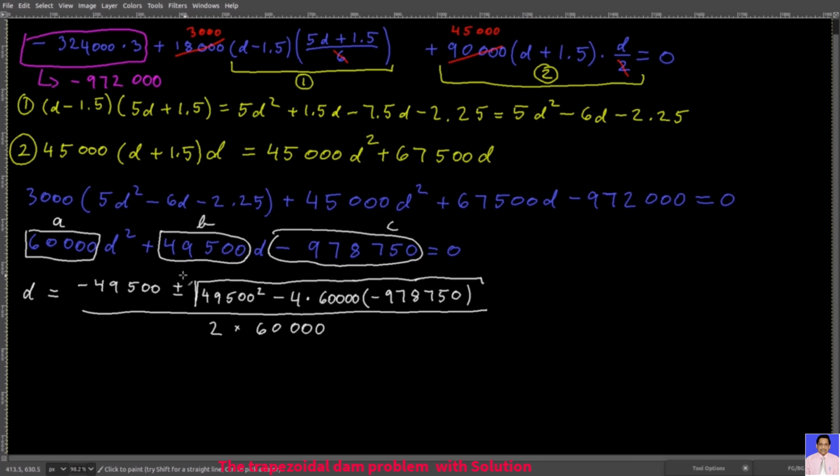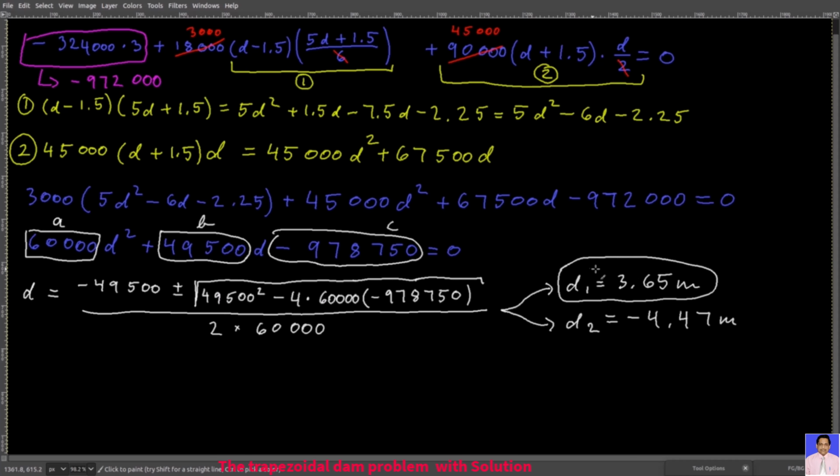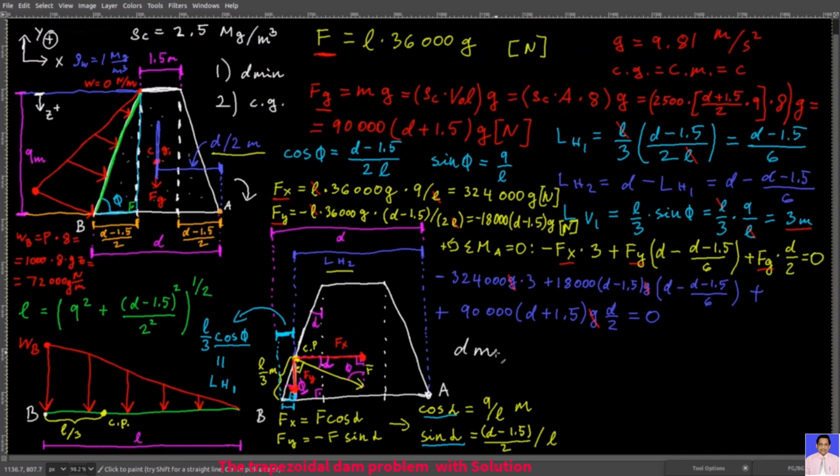And so because of this plus minus sign, you will have two solutions. d1 equals 3.65 meters, d2 equals minus 4.47 meters. Now one solution is negative, and you cannot have negative d, which means that the solution that is acceptable to you is this one, 3.65 meters. And there you go.